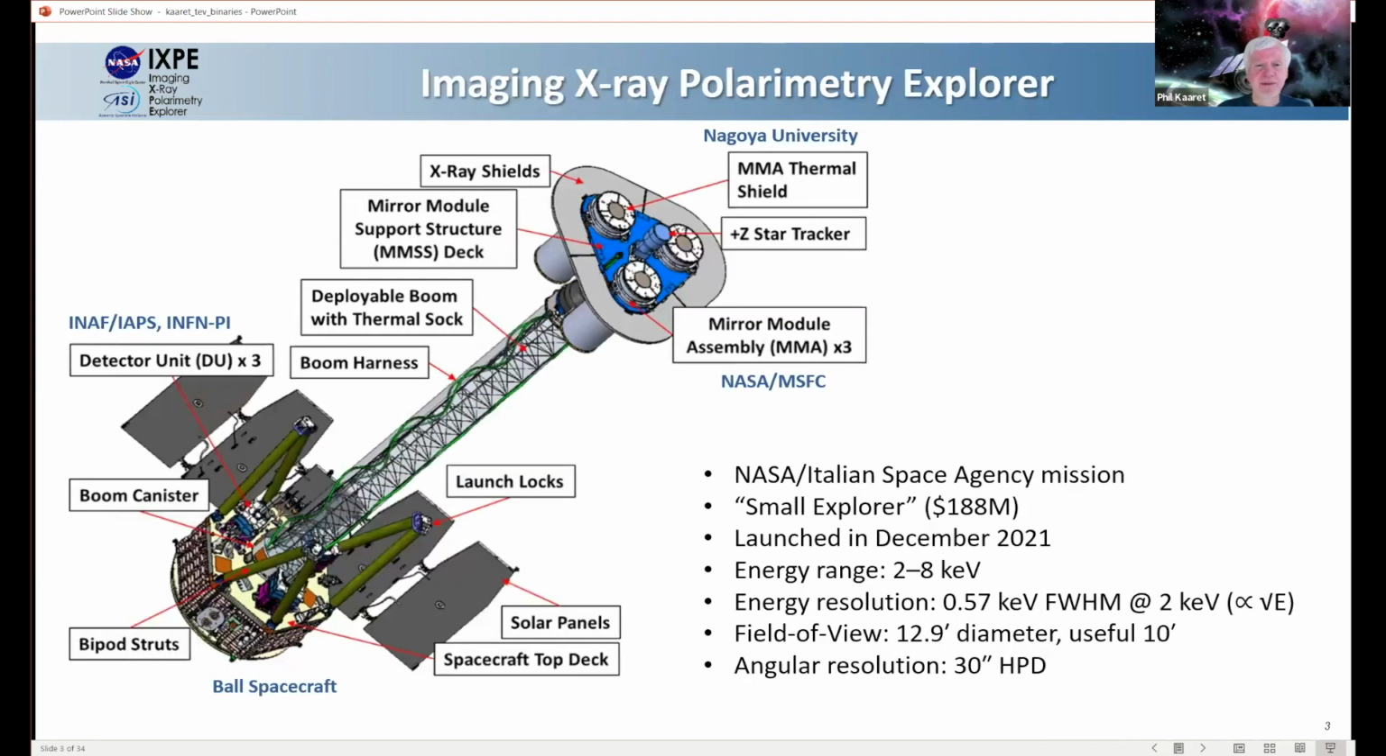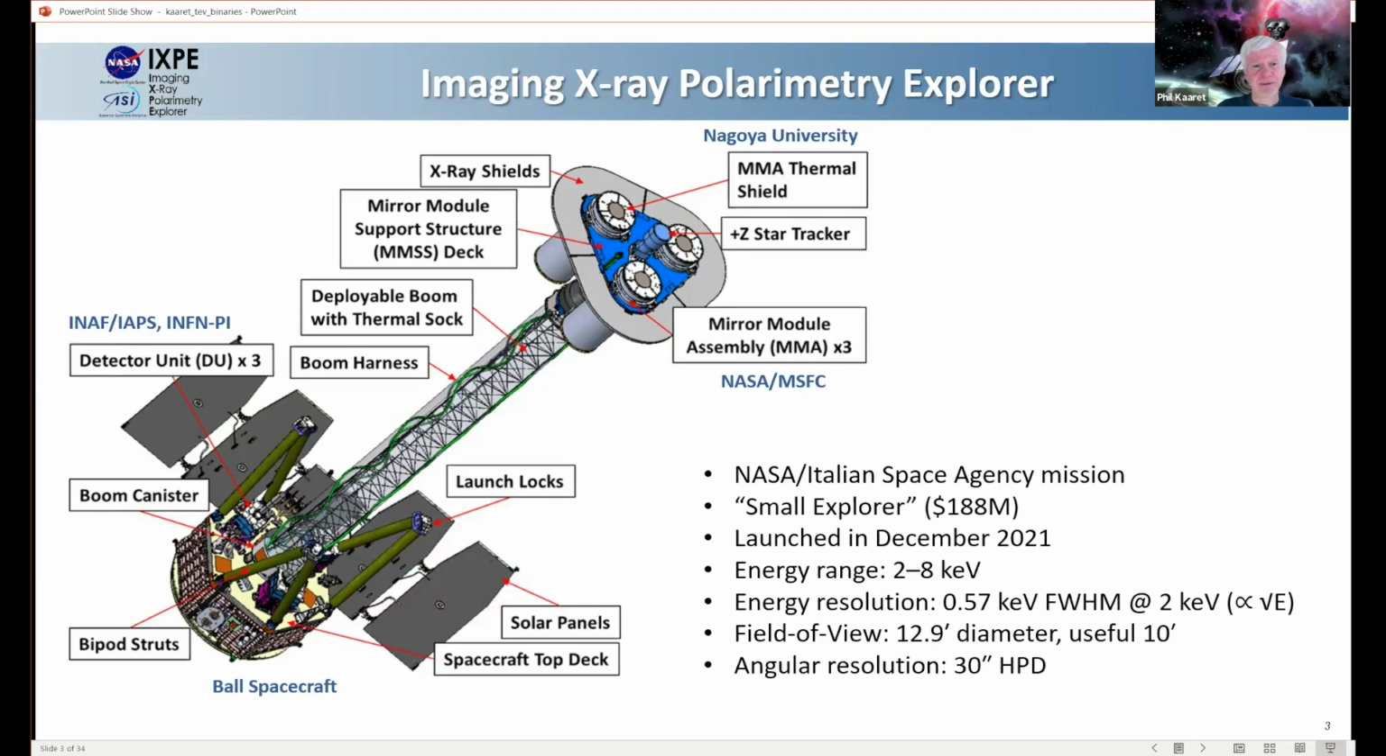So this is an image of a drawing of the Imaging X-ray Polarimetry Explorer, or IXPE, or if you're Italian, it's IXPE. And the key things are at the top center, we have 3 telescopes. Those were built at Marshall, the so-called mirror module assemblies. And then down at the bottom right of the figure, we have 3 detector units. And those are the polarization sensitive detector units. And that's really the technology that's enabled IXPE to go ahead now. And so IXPE is a collaboration between NASA and the Italian space agencies.